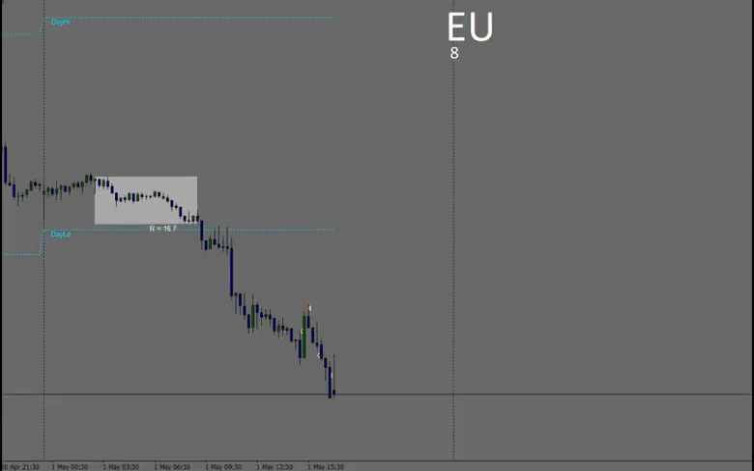Okay, final update on this. I'm out of all trades. I looked at that US dollar news that came out at 3 o'clock London time. There wasn't really anything showing out there, so I didn't bother taking any further trades.